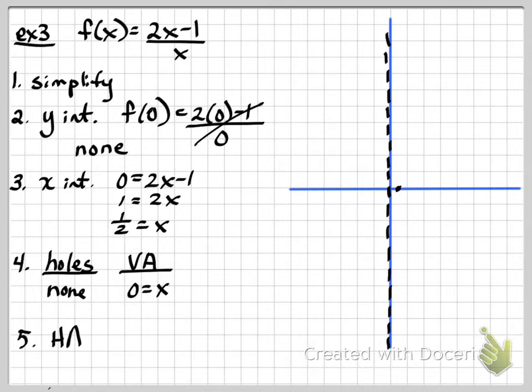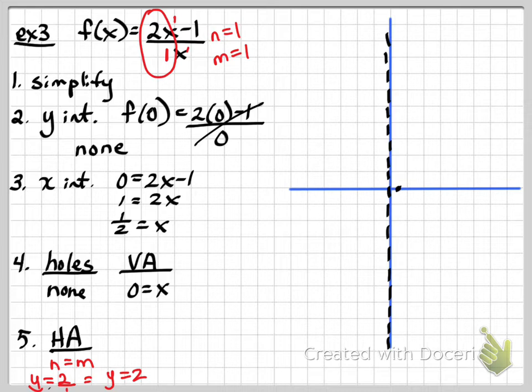Step 5, find any other asymptotes. For us, that would be horizontals. Our rule for horizontals, comparing degrees of the original. N is 1, M is 1. If N equals M, then my horizontal asymptote is the ratio of the leading coefficients. So our horizontal asymptote is y equals 2 over 1, which is just y equals 2. So go to the y-axis, put a point at 2, and make it cross the y.